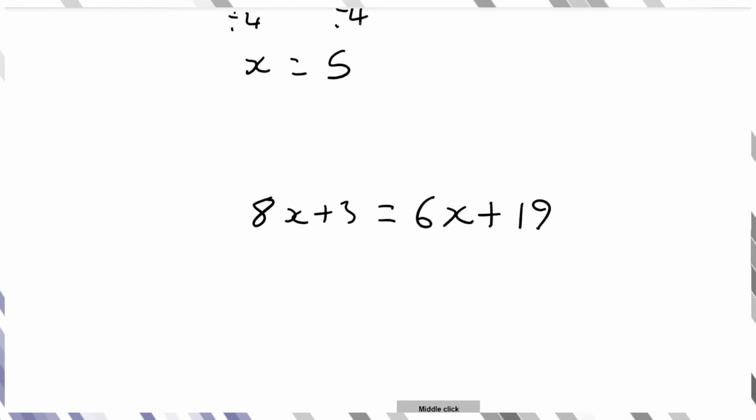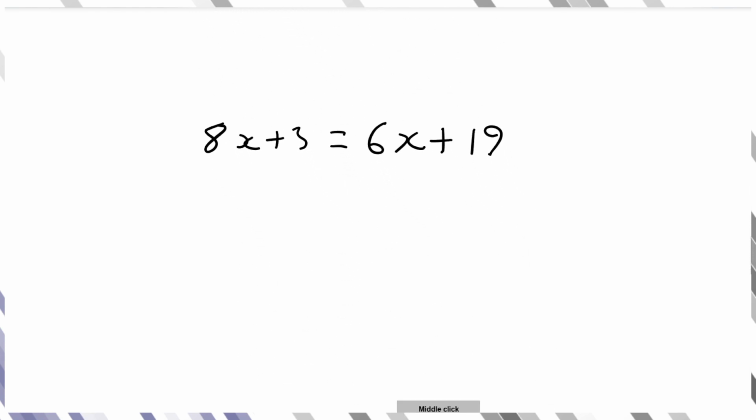Alright, let's do another example. So we've got 8x plus 3 equals 6x plus 19. Very first step, pick the smaller number of x, that's 6x, take it away from both sides. So we take 6x away from both sides. So that would give us 2x plus 3, because 8x take away 6x is 2x. 2x plus 3 will equal 19.